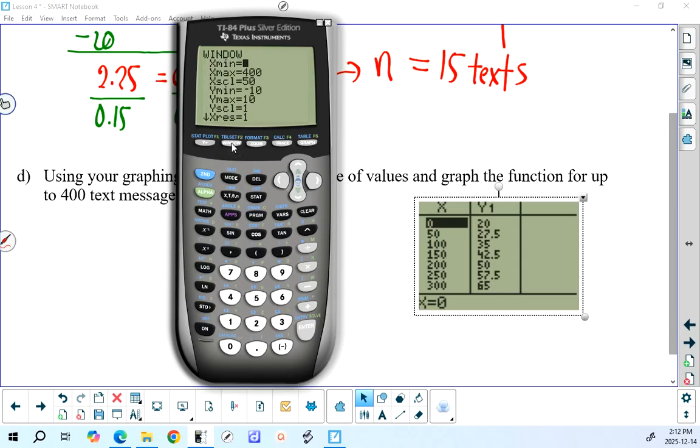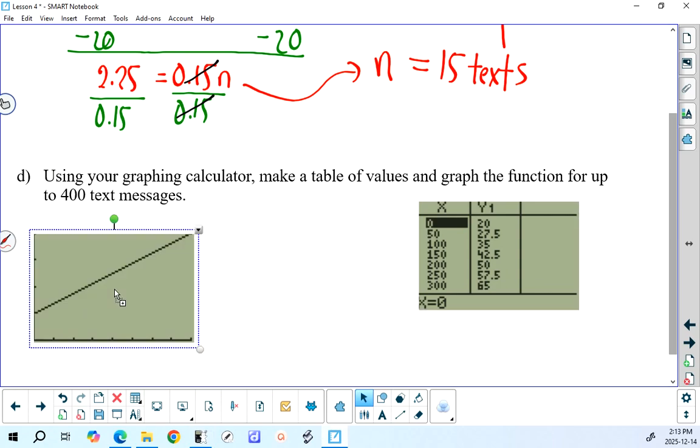We went to our window and went 0 to 400 for x. That tells us now we're going to go from 0 to, it was $80. Let's go up to 80. I'm going to show chunks of 20 on my graph. So when you hit the window key, you're setting up the parameters for your graph. When you go second window, you're setting up the parameters for your table. So my window is all set up. I hit graph. There's the graph. We'll work with graphs and graphing calculators more and more when the opportunity arises.